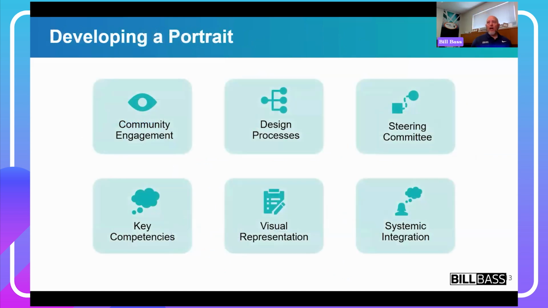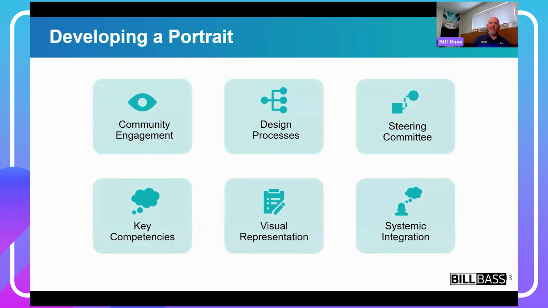But when we develop a portrait of graduate, there's lots of components that need to go along with it. First of all, you have to have that community engagement. You have to be able to, because it's not just who's in the school and in the district, it's those people, we all shape the educational experiences of our students.